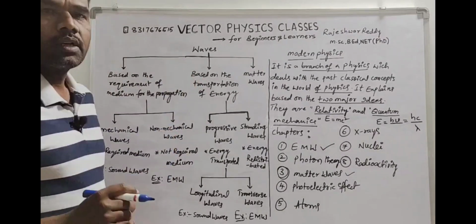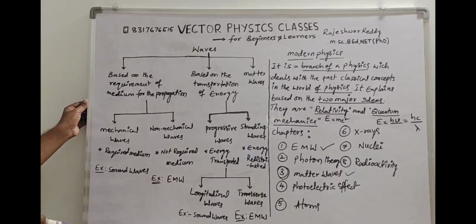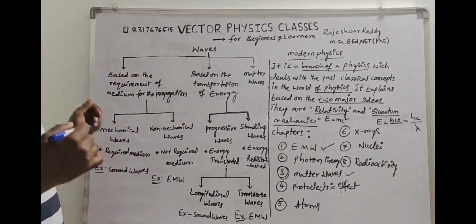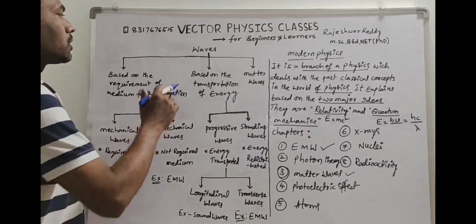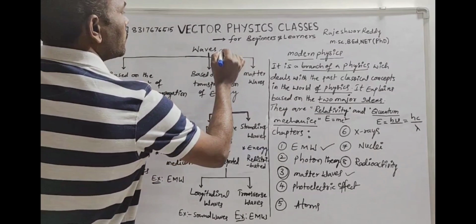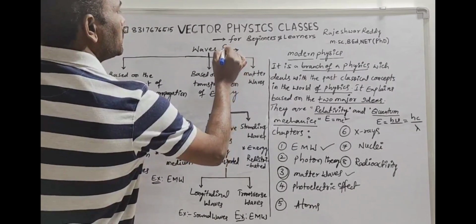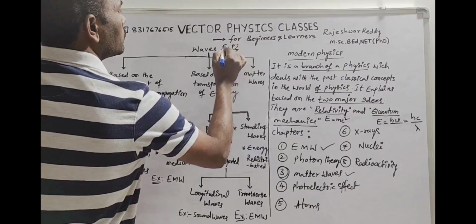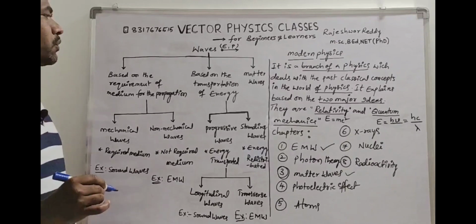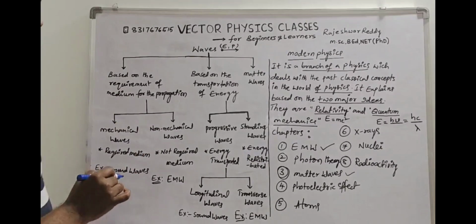A wave is nothing but a disturbance created in space that propagates in the medium or space, and it transports energy and momentum from the source to another place. Energy and momentum both. And the waves are classified based on some important parameters.